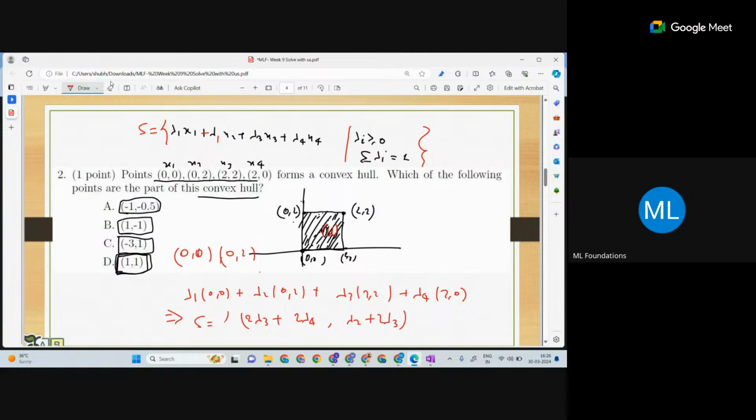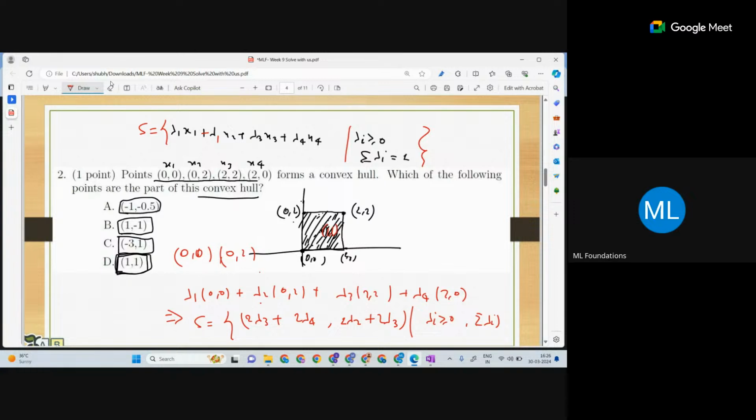So yes, it is going to be this one, but with the constraints that all the lambda i are greater than or equal to 0 and they sum to 1. The second coordinate is 2 times lambda2 plus 2 times lambda3. Okay, now it is fine.